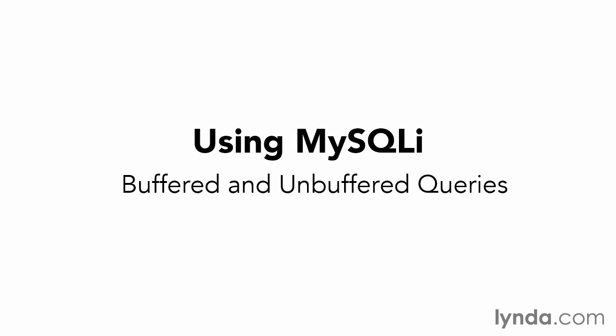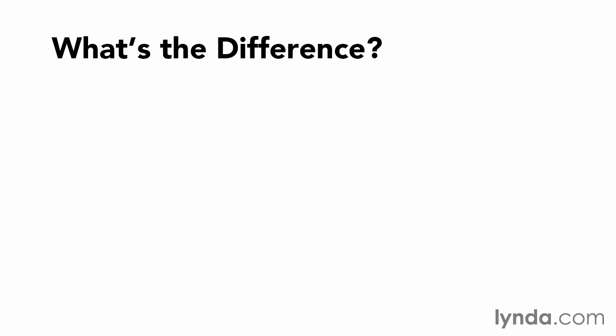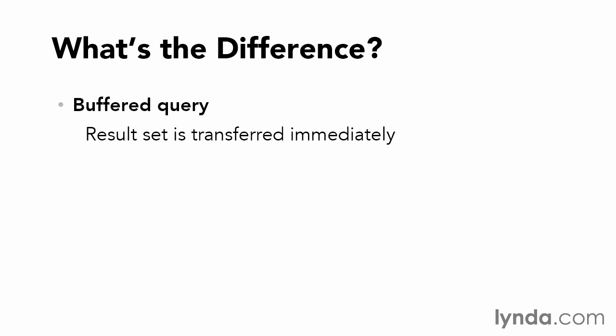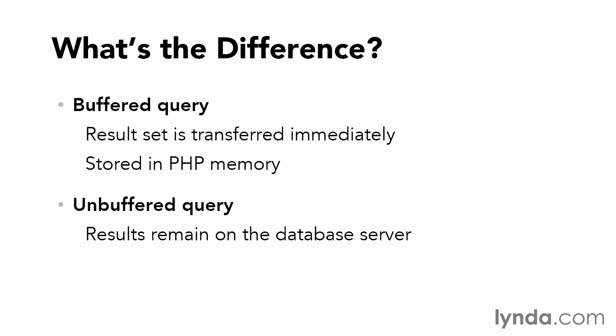PHP treats MySQL select queries as either buffered or unbuffered. Understanding this important concept will help you avoid errors when working with MySQLi. So what's the difference? With a buffered query, the result set is transferred immediately from the database server, and it's stored in PHP memory. By contrast, the results of an unbuffered query remain on the database server, and they're not fetched until required. Both have their advantages and disadvantages.